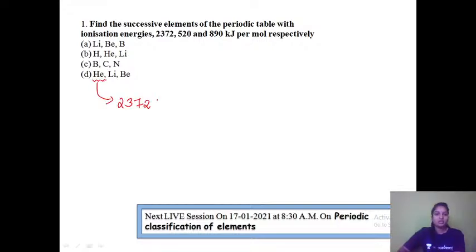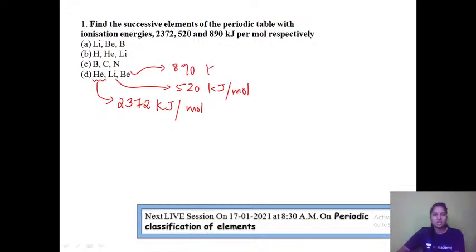So helium has here 2372 kilojoule per mole. Next would be lithium with the least, because this is the first member of the second period, so it will be the least, 520 kilojoule per mole. And then as you move from left to right in a periodic table, size decreases. Therefore, beryllium would have the ionization enthalpy as 890 kilojoule per mole.